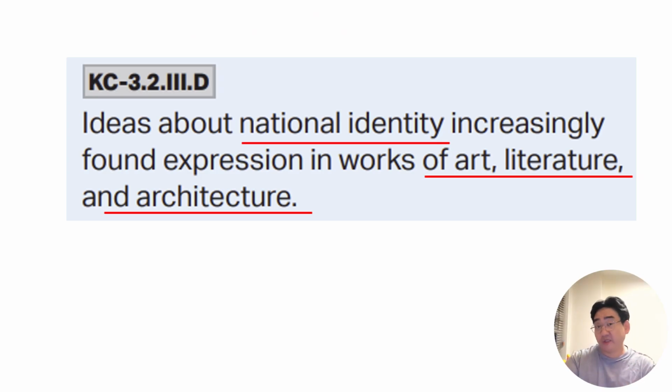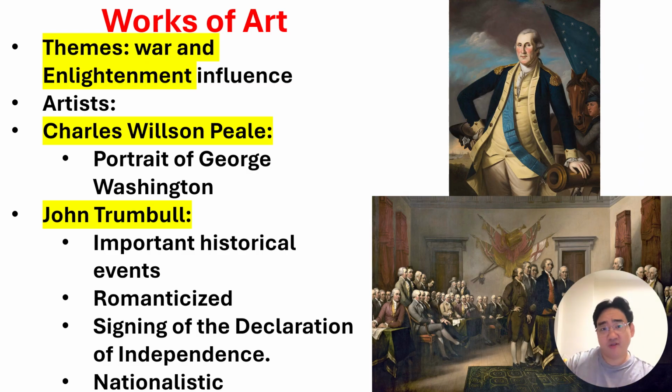Okay, so let's switch gears. We're now going to be talking about national identity in regards to art, literature, and architecture. So, in keeping with American identity in regards to art, if you're an artist, you're going to draw about events that shape your identity. And one of those events was obviously the Revolutionary War. Two artists that you could include in your essays are Charles Wilson Peale and Jonathan Trumbull.